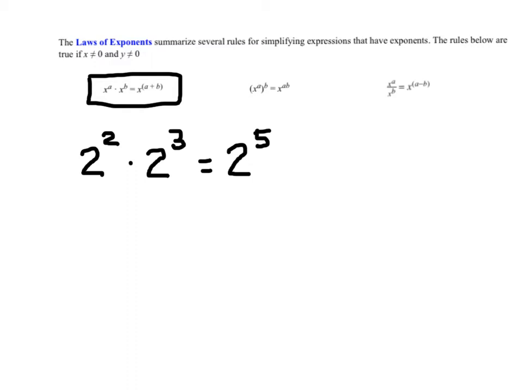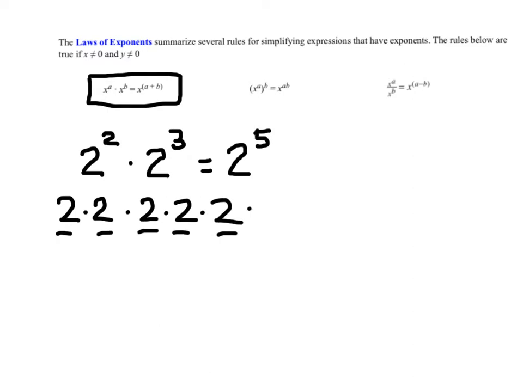And that makes sense when you think about it, because 2 squared in factor form means 2 times 2. 2 cubed means 2 times itself 3 times. And so if I added them up, I'm actually multiplying 2 by itself 5 times. All right, so that's what this law of exponents says. If you're multiplying numbers that have the same base, you can add the exponents and just leave the base alone.